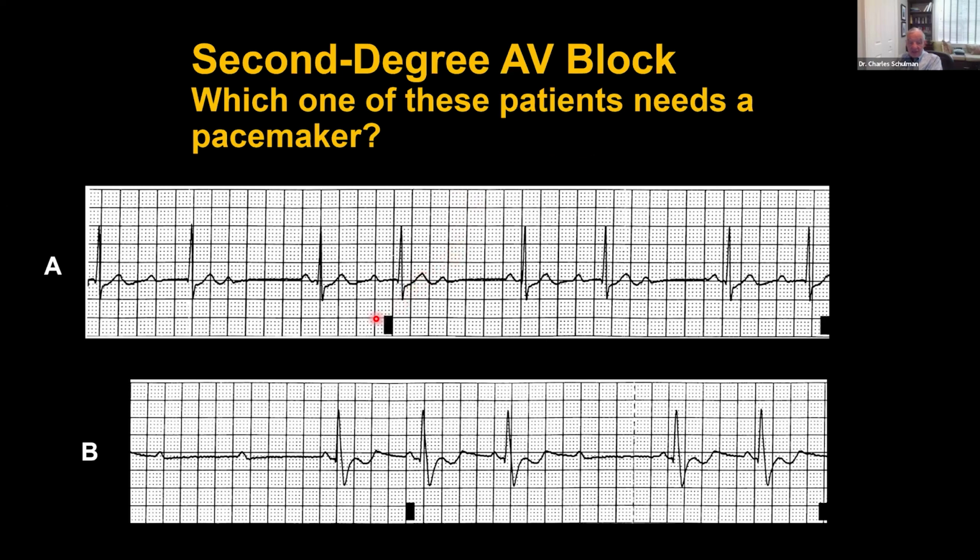A is an example of Wenckebach type of AV conduction. The PR intervals lengthen before the drop beat. So here's this PR interval, here's this longer one, and here's a drop beat. Whereas in this example, which is called Mobitz 2 conduction, all of the PR intervals are exactly the same. This is all or nothing conduction. It either conducts or it doesn't. And so all the PRs are the same.